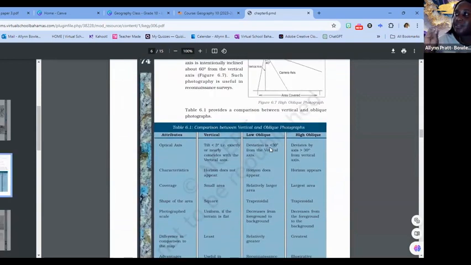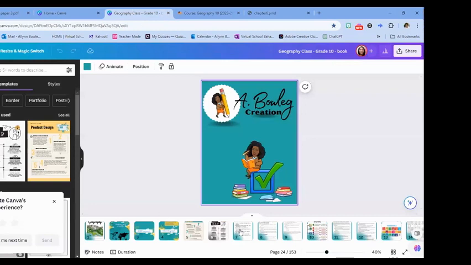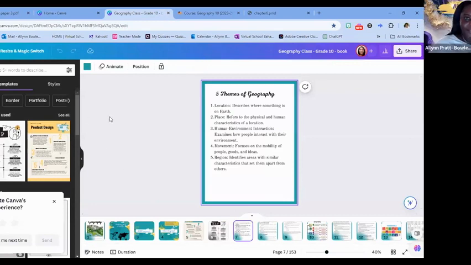Just to reiterate, we started with what is geography. We talked about the three types of geography. Does anybody remember what is the definition of geography? The study of how humans interact with their environment. Love it. Excellent. What are the three types of geography?